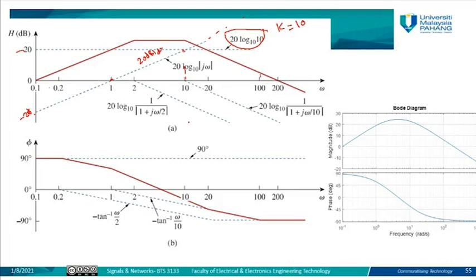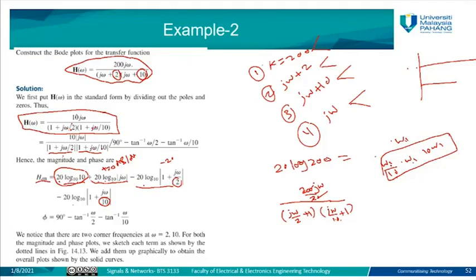Then you come to the first order elements. We said we have two first order elements, one with omega 1 equal to 2, one with omega 1 equal to 10. So what will be the difference between both? They have the same slope, which is negative 20 dB per decade. The difference here will be the frequency at which they change. In the first case, omega 1 is equal to 2. In the second, omega 1 is equal to 10.